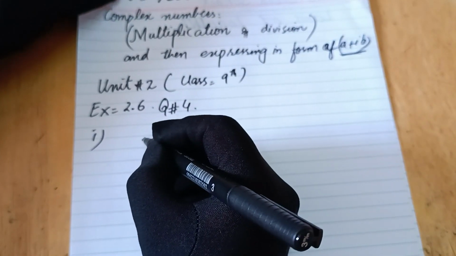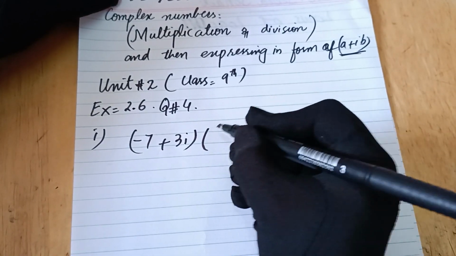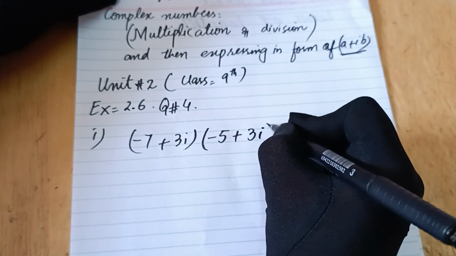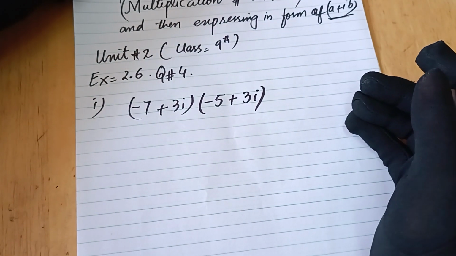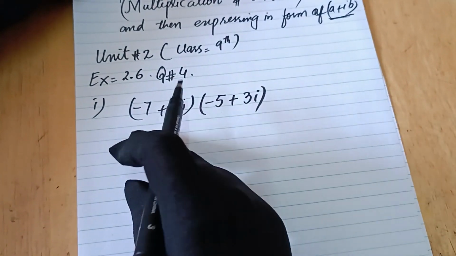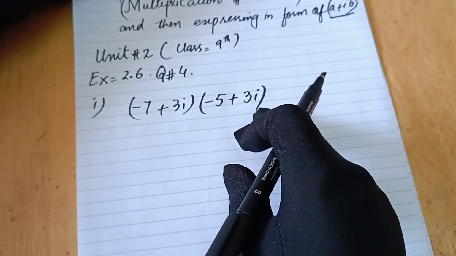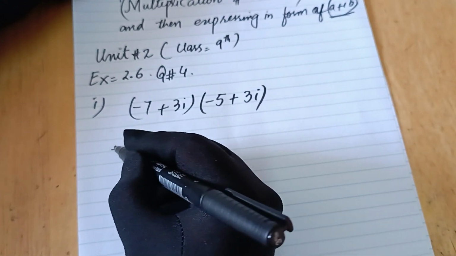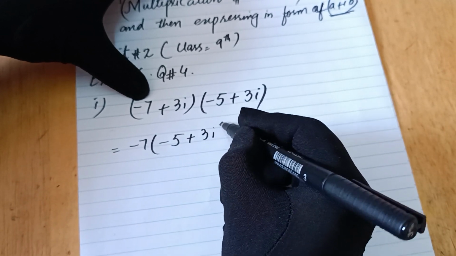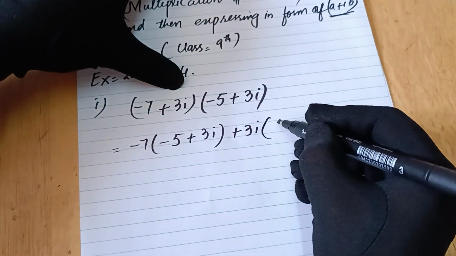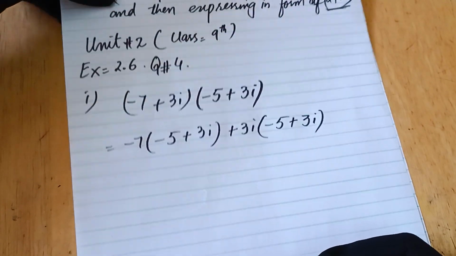Here it's given a question like -7 plus 3 iota, and it is multiplied by another number. Let me change this number a little bit. I don't want to keep the same number as it is. You must remember the rules of how to multiply. Think that these are two terms, these are also two terms. Normally how we expand, we will expand in the same way. Expansion will be done like -7 multiplied by complete -5 plus 3 iota, plus 3 iota multiplied by complete -5 plus 3 iota.